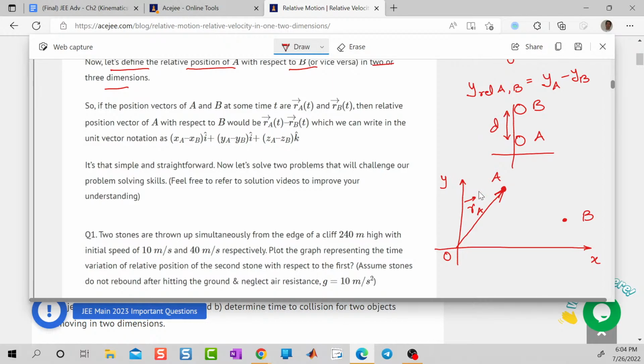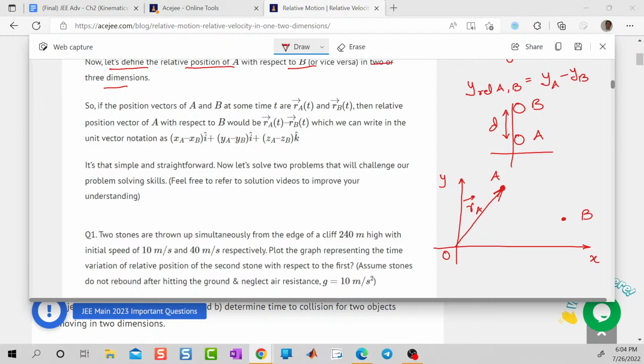But how comfortable are we with vectors, by the way? Quite comfortable, actually. Okay, I'll assume you guys are comfortable. Okay, moving on.